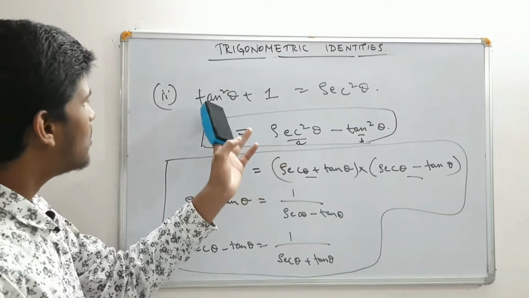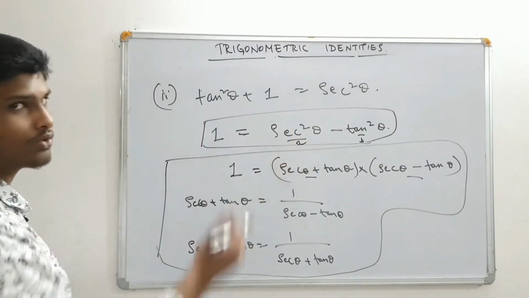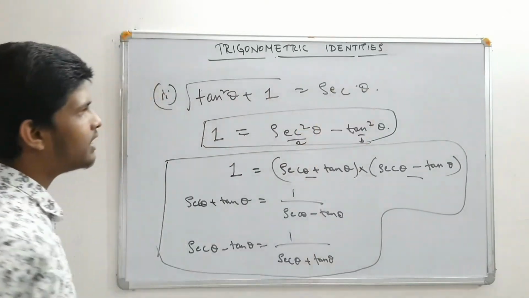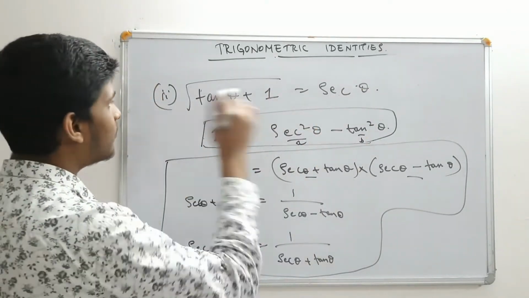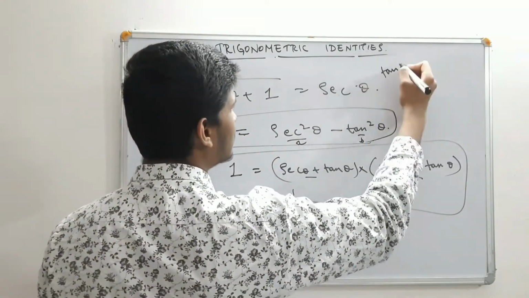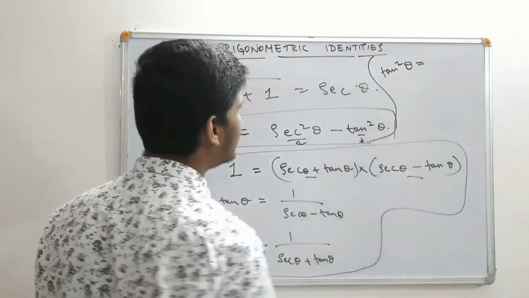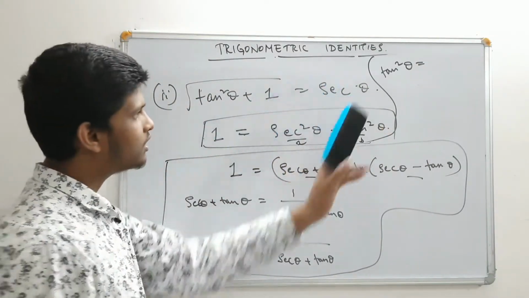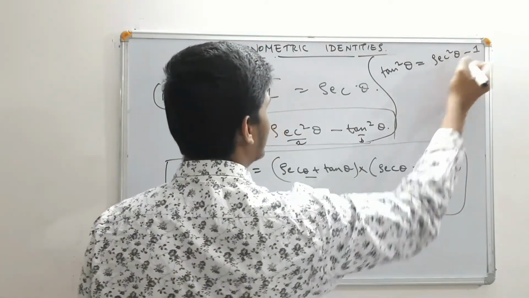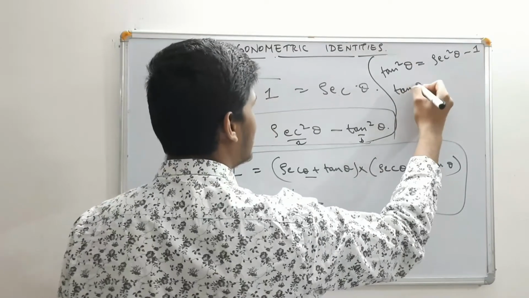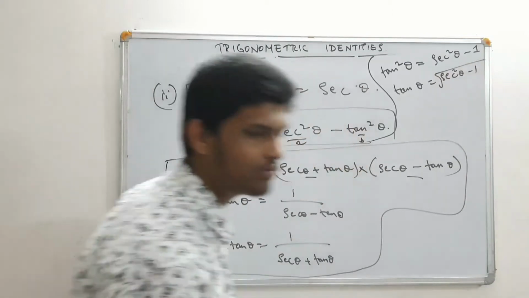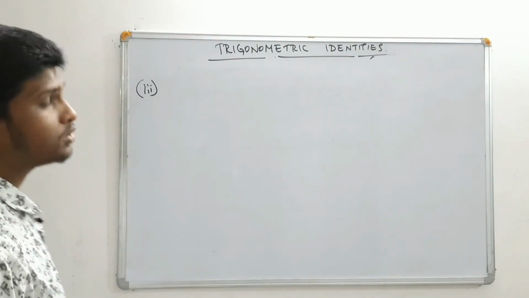What is tan square theta? We got secant square theta, and to get secant theta, you take the square root and remove the square. What is it for tan square theta? Tan square theta is equal to, this time you send the 1 to the RHS, secant square theta minus 1. And if you want tan theta, it becomes the square root of secant square theta minus 1. That's it. So what is the third identity?